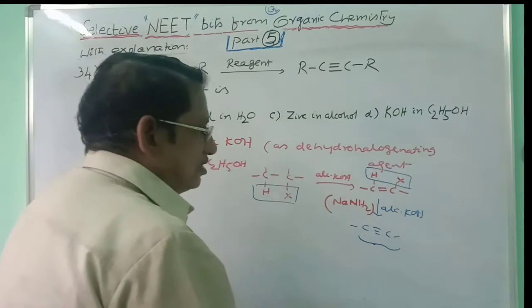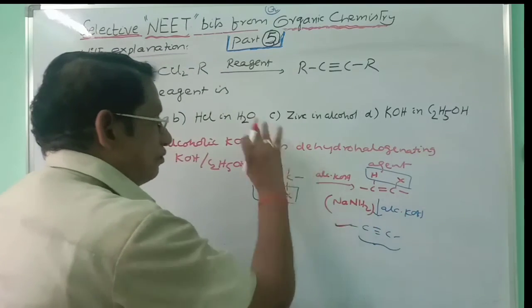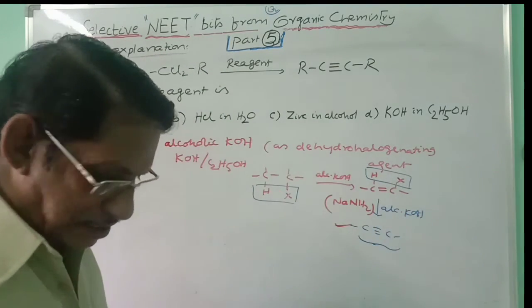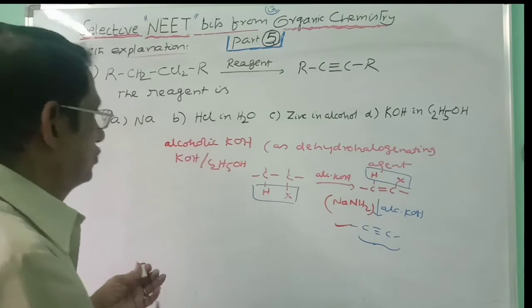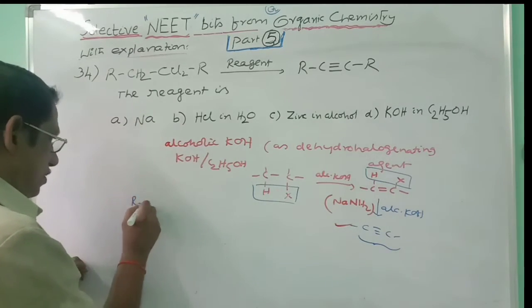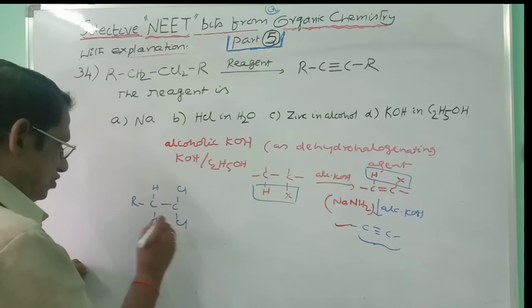Dehydrohalogenation can be done easily and you will get the alkyne easily. If this is not sufficient, you can use sodamide here. At present, in this bit, only alcoholic KOH is given, and so for dehydrohalogenation, that means here you can take RCH2CCl2 like this.